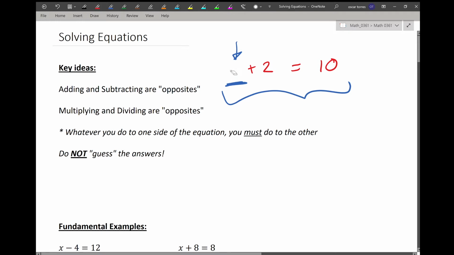But instead of just guessing those answers, there is a proper way to do it. And that's what this video is going to go over: how do I actually solve for this variable? How do I get that x by itself?